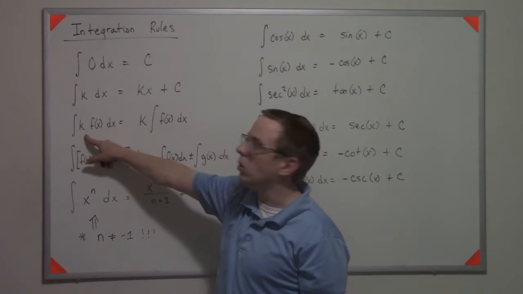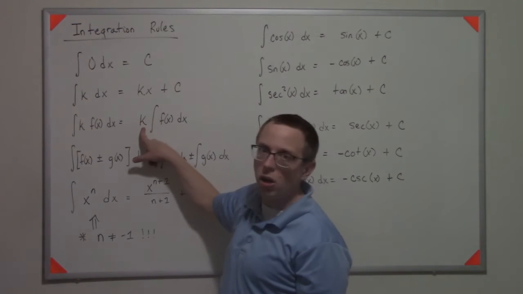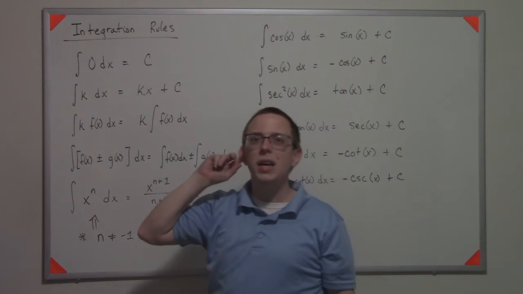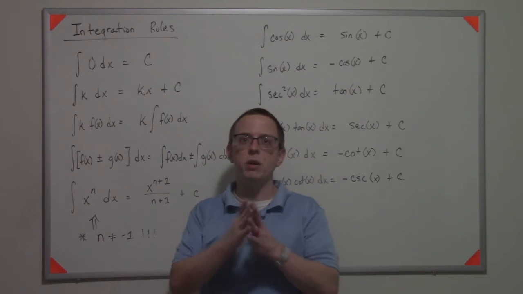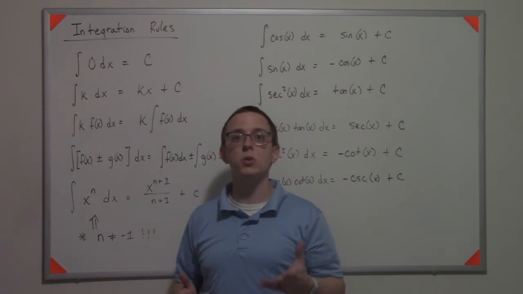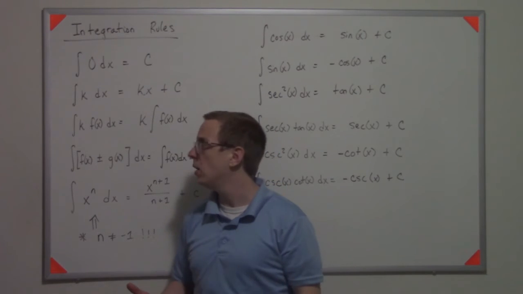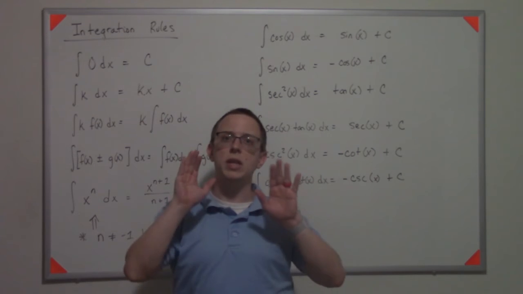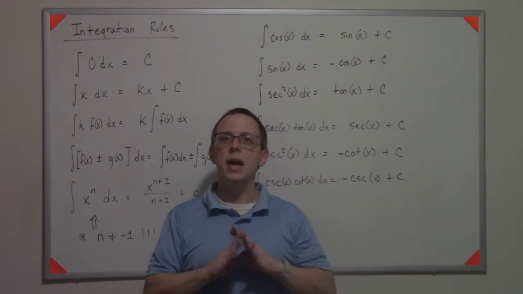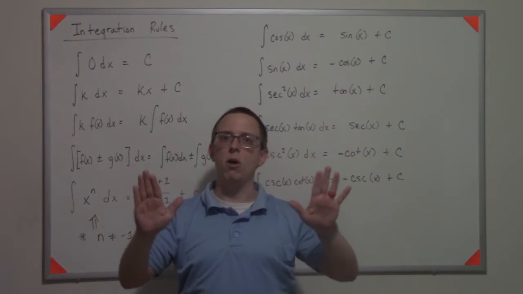The integral of a constant times a function is the constant times the integral. And that makes a lot of sense because remember that with derivatives we can factor out a constant. What we find is with integrals we can also factor out a constant, which is very convenient. If we take the integral of two functions added together, we can take their integrals separately and then add the outputs of that.